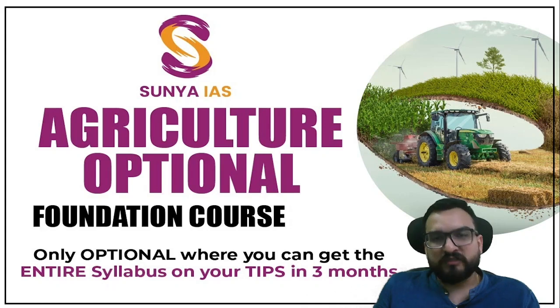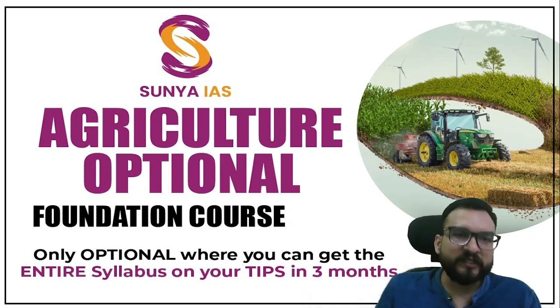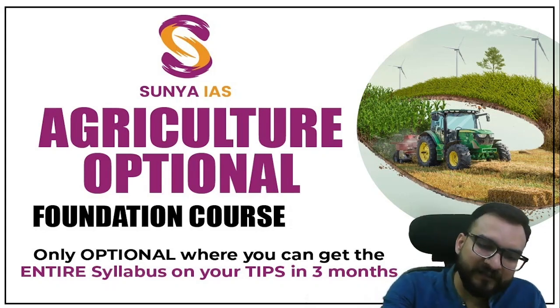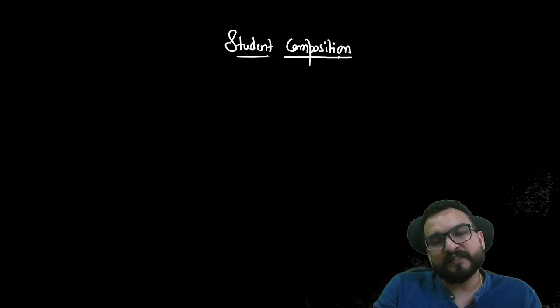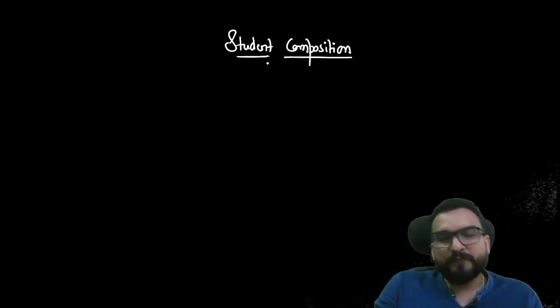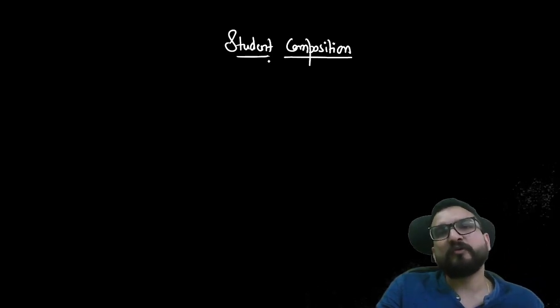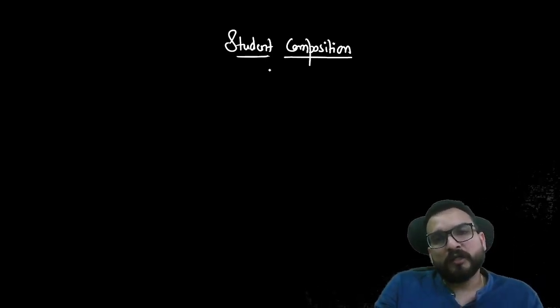Course. Now this video is going to be the orientation video on how we are going to proceed with our Agriculture Optional. Keep 2-3 things in mind, guys. In my batch, let me talk about the student composition first of all. These category students have subscribed to my course, right? And you identify yourself where you come into this particular composition, right?